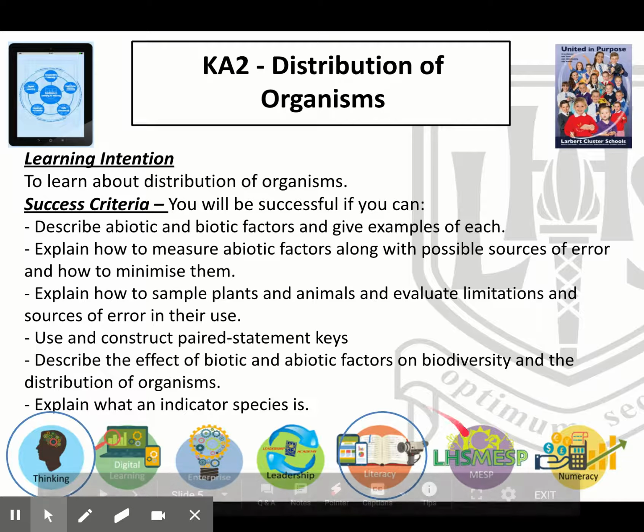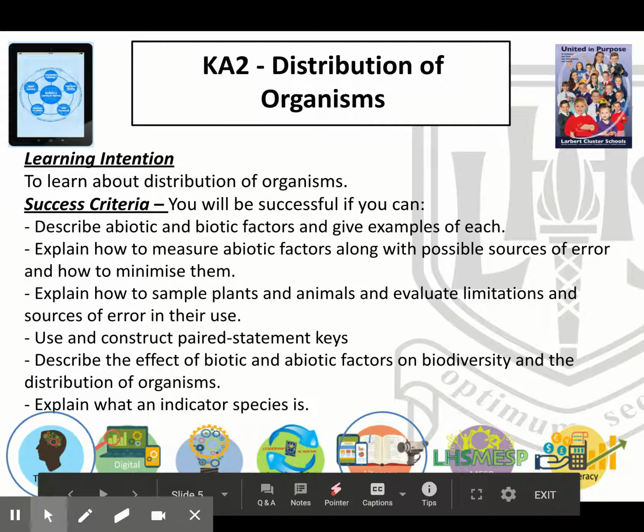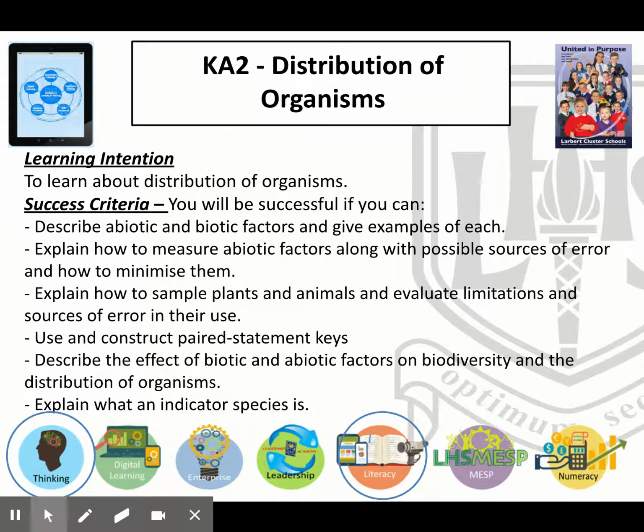So our learning intention for this part is to learn about distribution of organisms, and hopefully by the end of this lesson, you'll be able to describe abiotic and biotic factors and give examples of each, explain how to measure abiotic factors along with possible sources of error and how to minimise them, explain how to sample plants and animals and evaluate limitations and sources of error in their use and construct paired statement keys, describe the effect of biotic and abiotic factors on biodiversity and the distribution of organisms, and finally explain what an indicator species is.